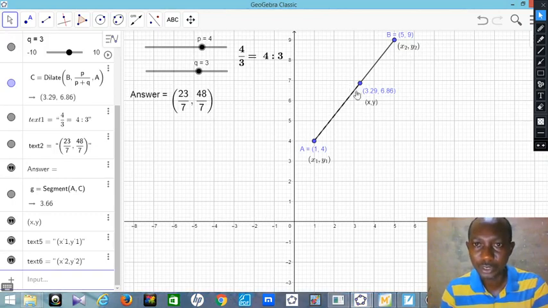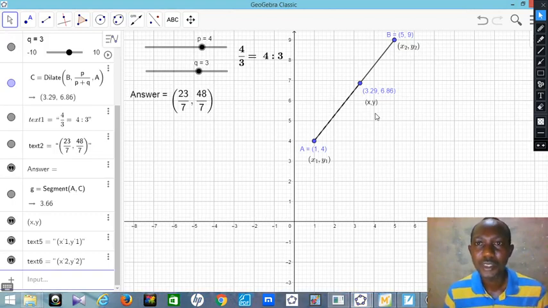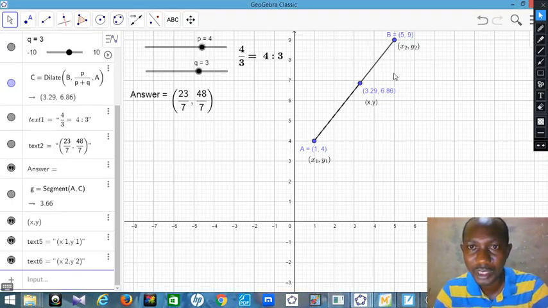It is only this place that we ask you to find the coordinate of the midpoint, which is x and y. So how do we get this? Let's do the analysis together. All you just need to do here is focus and you will understand it very well.